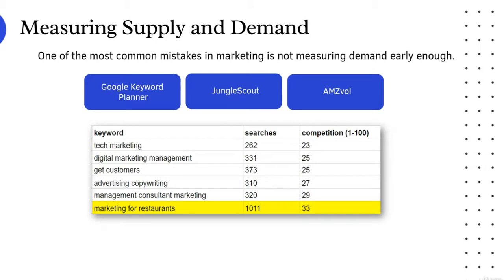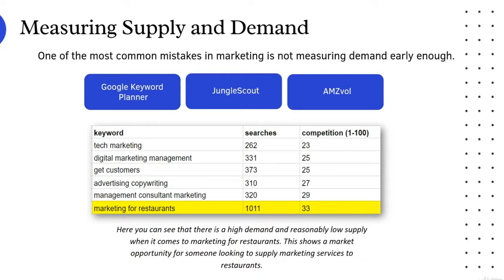As an example, in tech marketing is under a keyword, with searches of 262, competition is 23, and then we have digital marketing management, searches 331, competition 25, get customers, 373 for searches, 25 for competition, advertising copywriting 310, competition 27. Then we have management consultant marketing 320, competition 29. Here you can also see the hottest one, which is marketing for restaurants. The searches are 1,011 and the competition is 33.